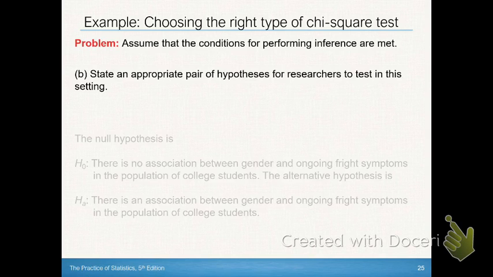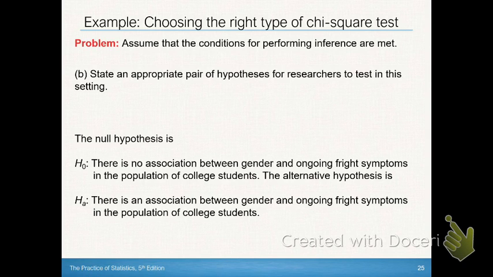So we're first looking for a hypothesis, which would be our null hypothesis that there's no association between gender and the fright symptoms they have while watching the scary movie. And then the alternative is that there is an association. Again, you could have said something the same, but using the word independence. So you would say that gender and fright symptoms are independent for the null, and they are dependent for the alternative.